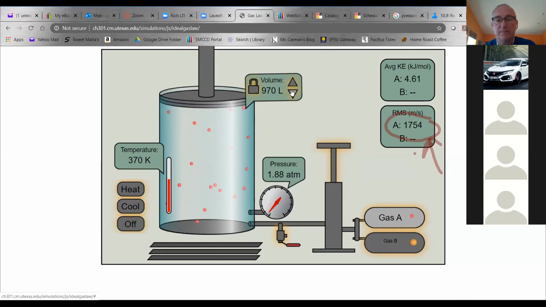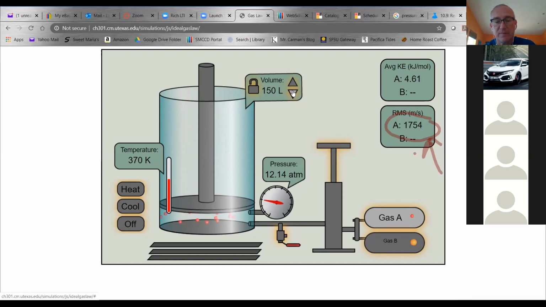Will it not change at all? No. The energy of the molecules is exact, because it's the speed they're moving. Notice as I drop the size, they don't go any faster. They just hit walls more often than they did. They're moving at exactly the same speed.